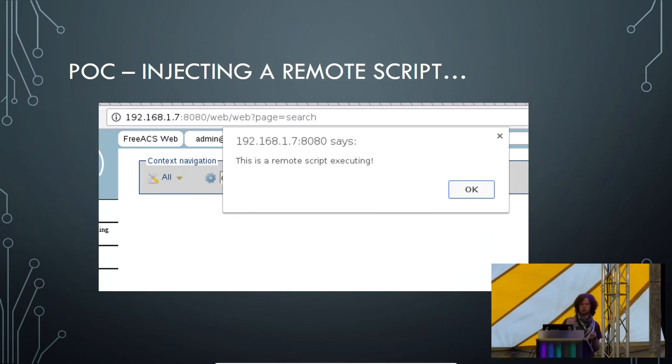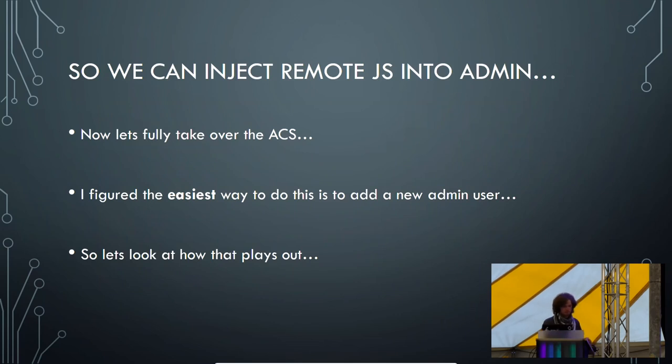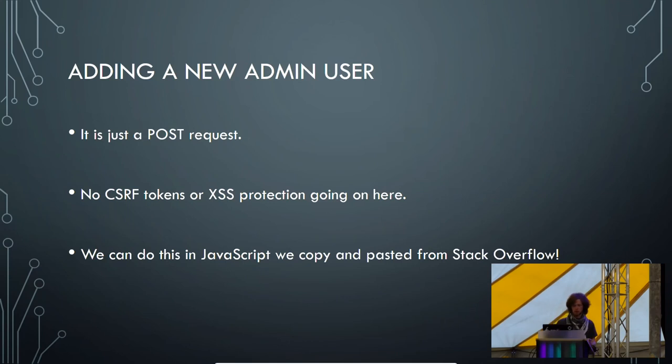And then I thought, I'll get it to load a remote script to get around the character length limit, and it worked. Then I thought, right, I now have to write a bit of JavaScript that'll take over the ACS server entirely for me. So I thought, I'll just make it add a new user. Adding a new admin user is just a POST request, and there's no CSRF protections or XSS protection or any of that nice web AppSec stuff that we've had for years going on there. So I thought, I'll go to Stack Overflow, copy and paste some JavaScript to send a POST request, and stick that in my payload. And will it work? Can we build it?